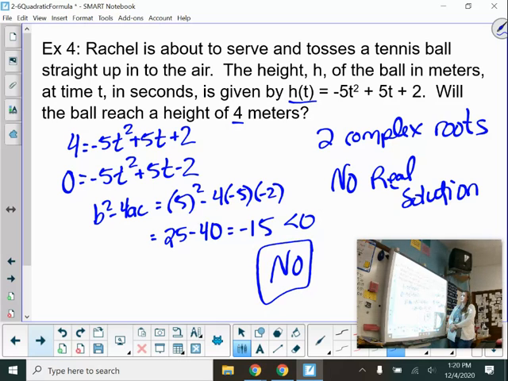So because this has no real solution, there is no time where this ball would actually reach a height of 4 meters. And you could test that out. This is a negative quadratic, so we could actually find what the vertex of this is. And if you look at the y-coordinate of the vertex, that should be the maximum value. And it is actually less than 4. I can't remember if it's 2 point something or 3 point something, but there's no possible way of using this equation that the ball could reach a height of 4 meters in her serve.